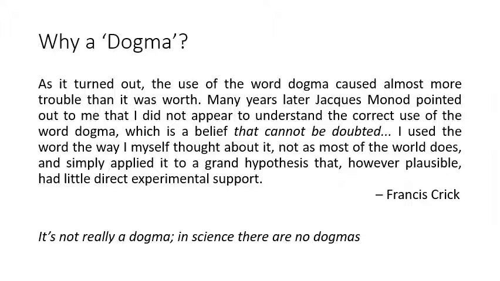And the reason it's called a dogma is actually because Francis Crick decided to call it that, and he didn't know what the word dogma meant. Later on he wrote this quote: "As it turned out, the use of the word dogma caused almost more trouble than it was worth. Many years later, Jacques Monod pointed out to me that I did not appear to understand the correct use of the word dogma, which is a belief that cannot be doubted. I used the word the way I myself thought about it, not as most of the world does, and simply applied it to a grand hypothesis that, however plausible, had little direct experimental support."